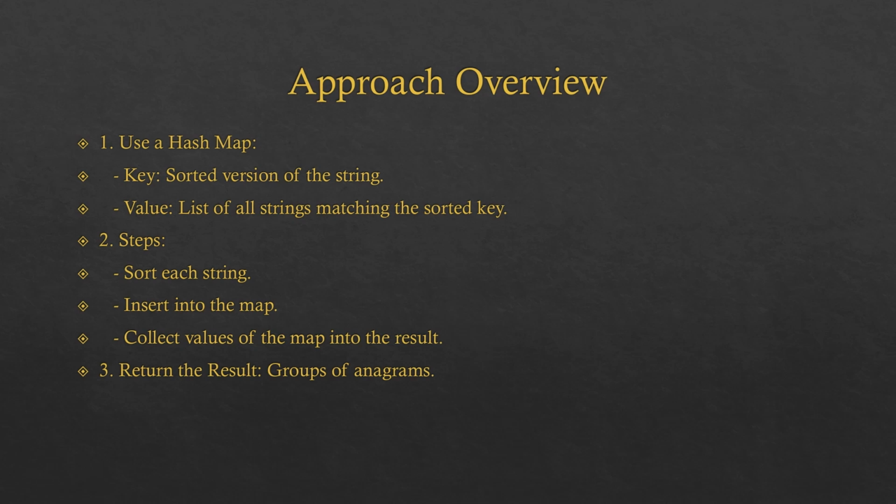To solve this problem, we use a hash map to efficiently group the anagrams. We will take the following approach. First, we sort each string in the array. Then we use the sorted string as a key in the hash map. The values of the map will be the list of anagrams. Finally, we collect the values from the map into our result and return them.